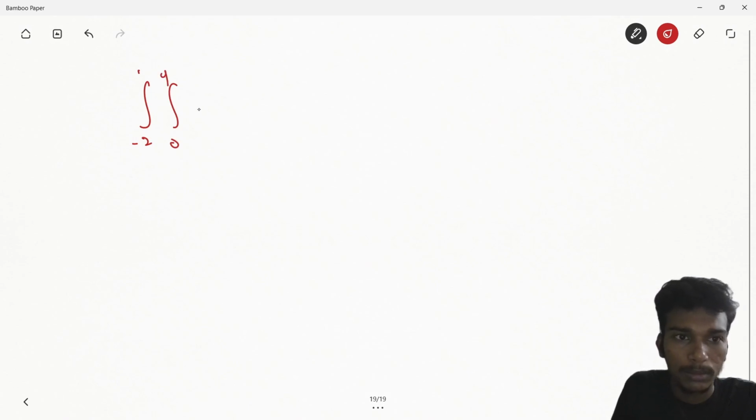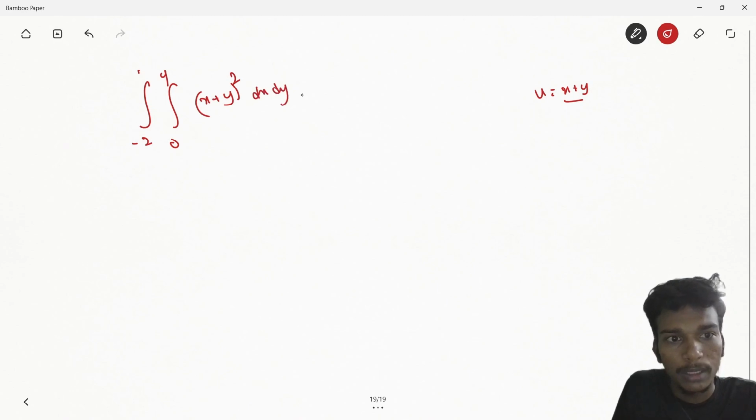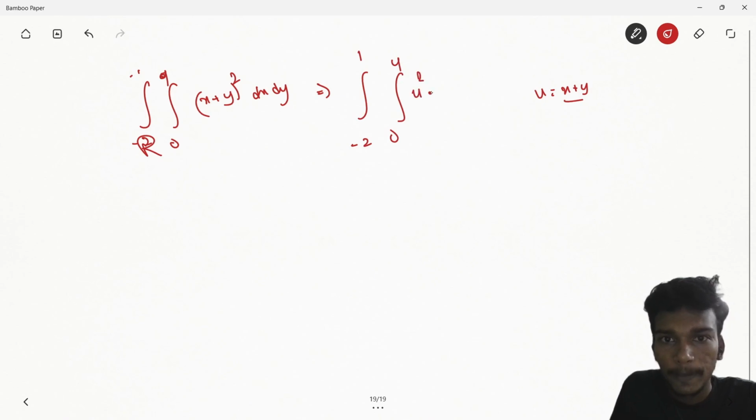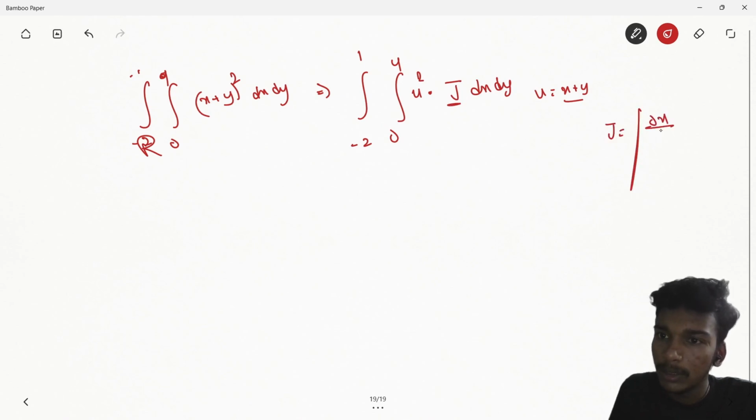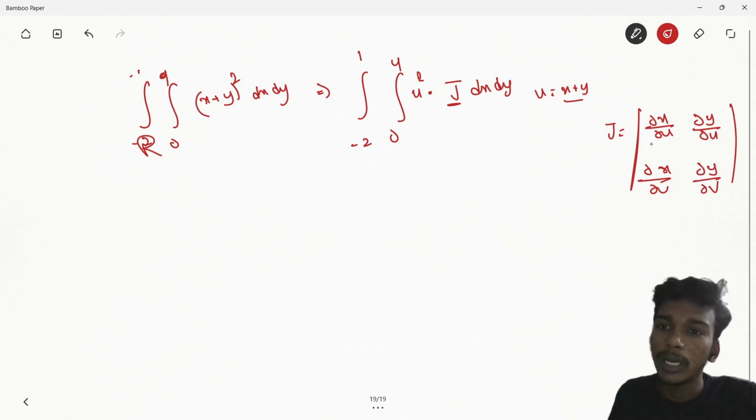Some function might be, we got u equal to x plus y, right? And here we have the function (x plus y) whole squared dx dy. It will be transformed, it's R, not the limits. Now I'm going to substitute the limits, minus 2 to 1 and integral 0 to 4, u squared into J dx dy. Here J is a matrix, right? Dou x by dou u, dou y by dou u, dou x by dou v, dou y by dou v. Now I'm going to calculate these values.